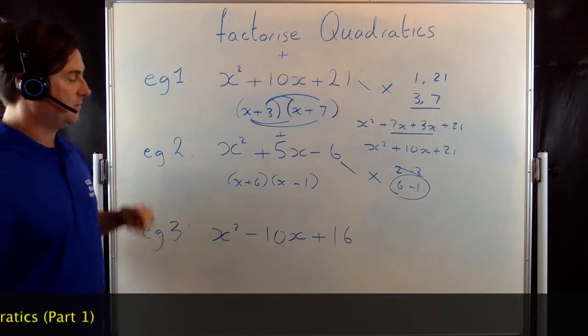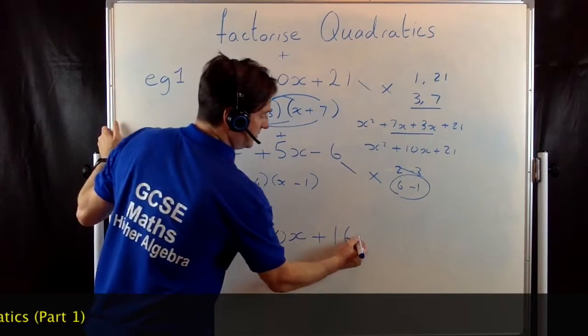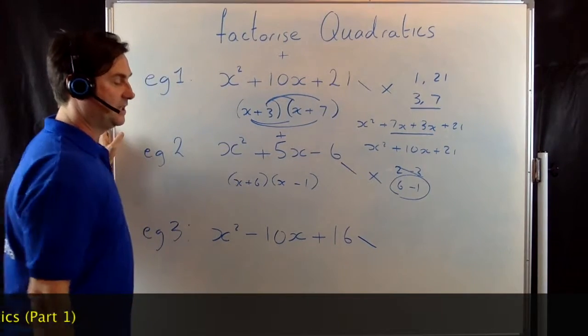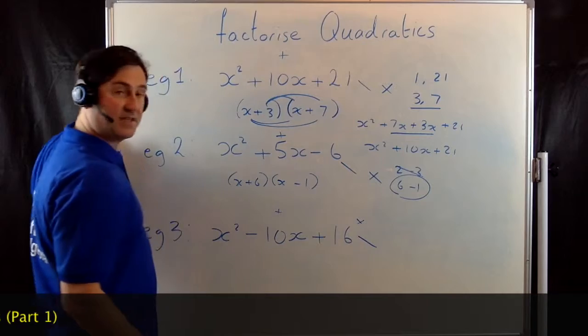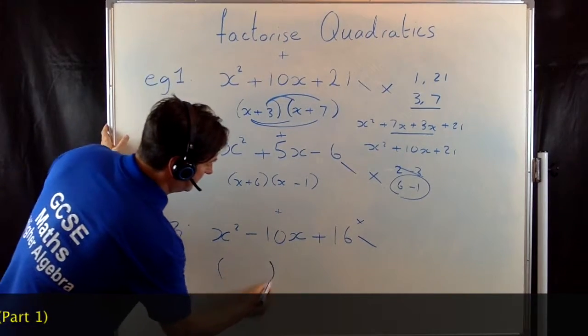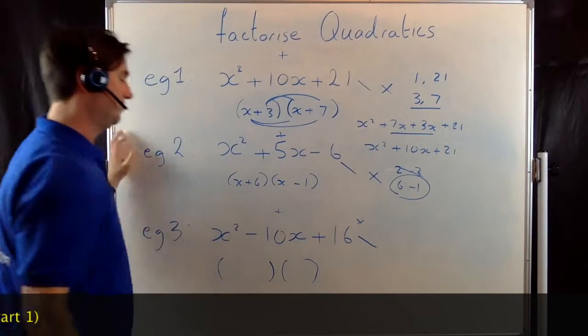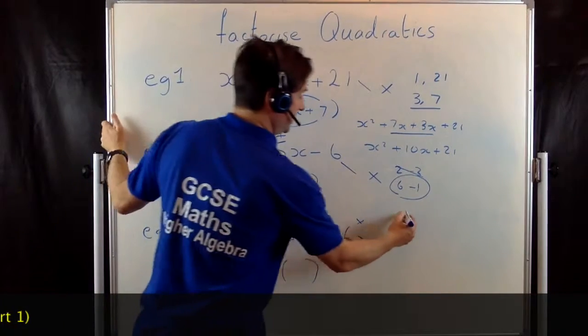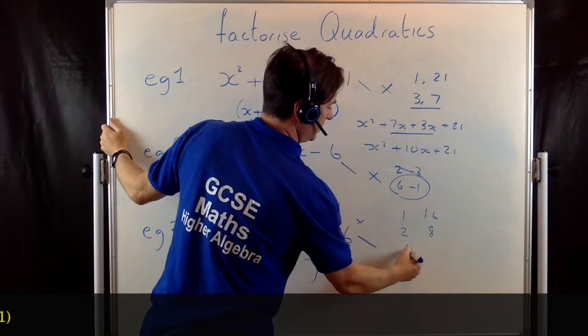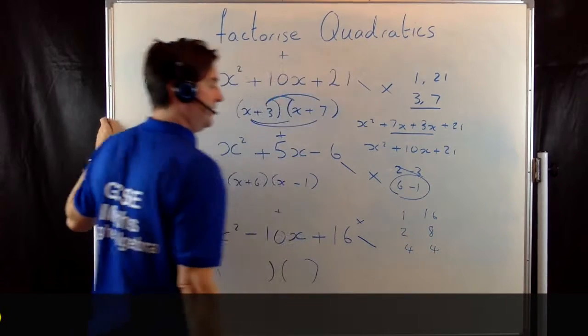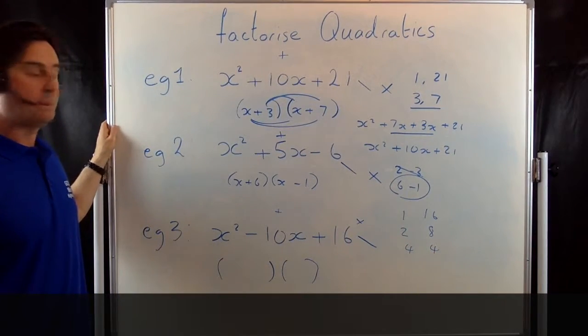Example 3, the last one. We've got to look for two numbers that multiply to give 16 and that add to give negative 10. So let's put our brackets down. Two numbers could be, well, we could have 1 and 16, but we could have 2 and 8, and we could have 4 and 4. So there's three combinations this time that we've got to try.